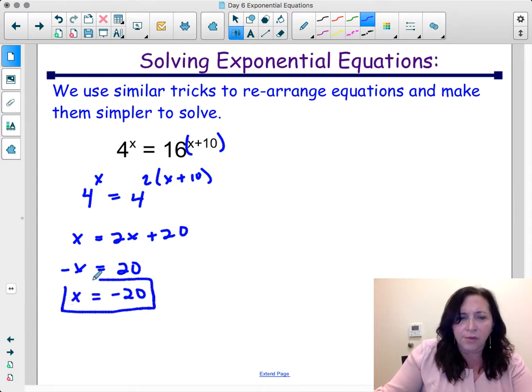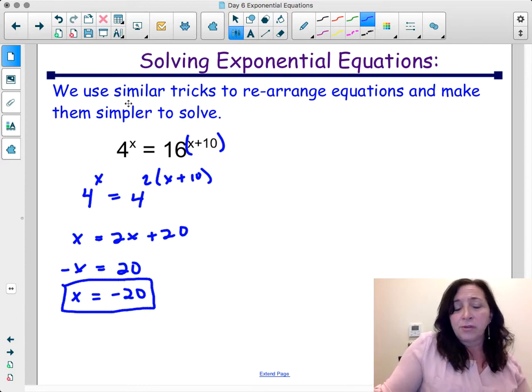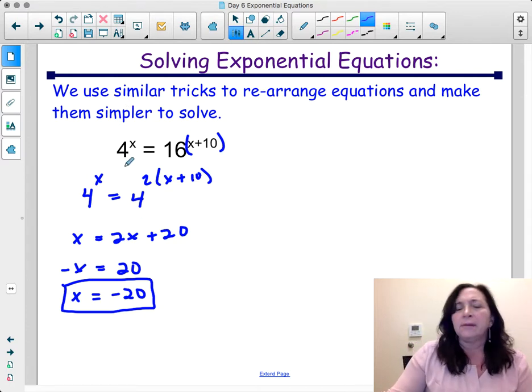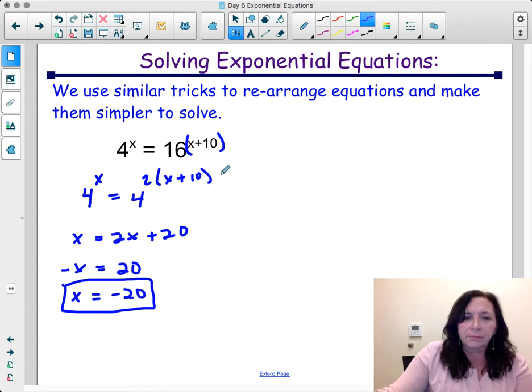And I would always suggest that, especially if you have use of a calculator, even a 4-function calculator, just plug your values in if you can to check your answer.